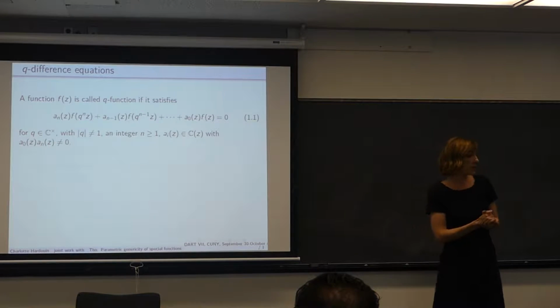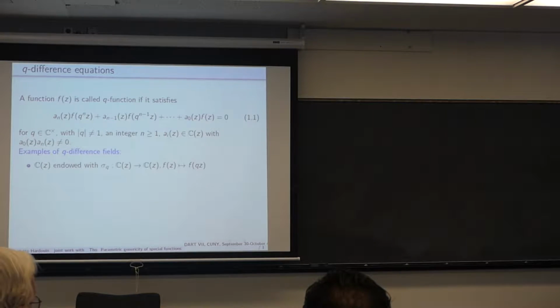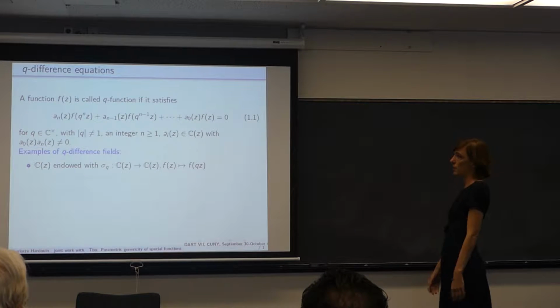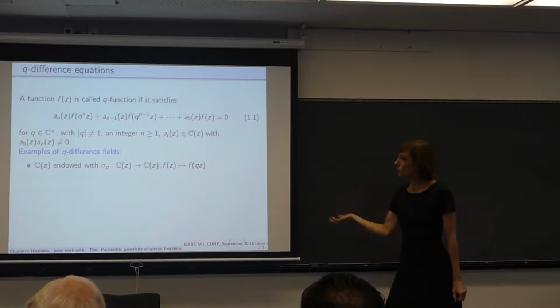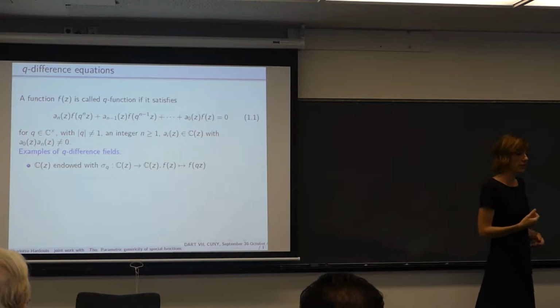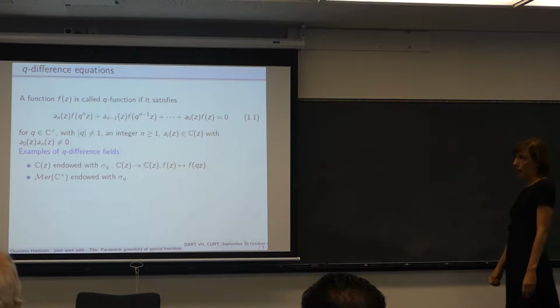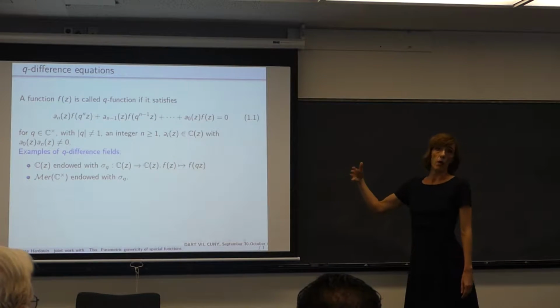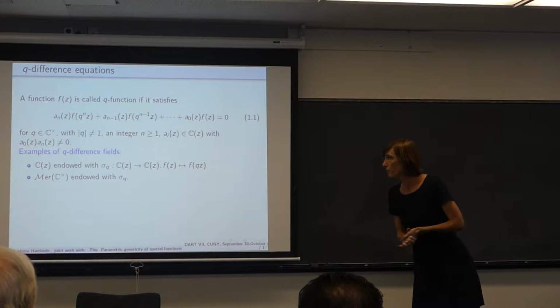Okay, some examples of function fields endowed with this kind of discrete operator. So the first one is C of z, the field of rational functions, endowed with the operator sigma q, sending z to qz. And you can embed C of z in a larger field, the field of meromorphic functions on C star, endowed with the same operator. So it's an extension of difference fields.